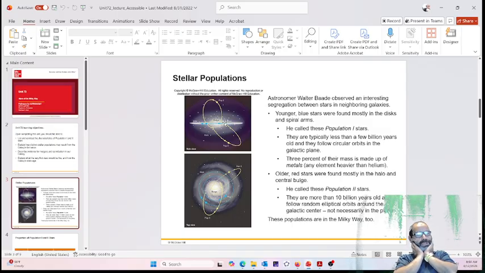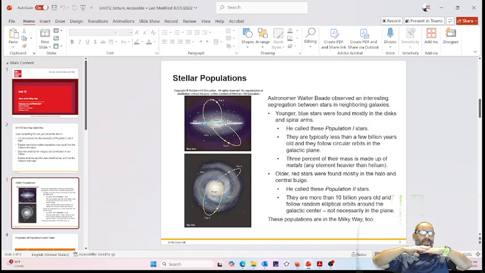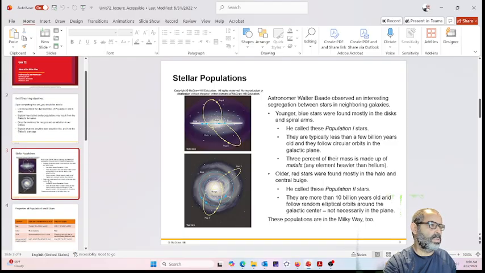Versus population 2 stars. Population 2 stars, their path is all over the place. They are not on the galactic plane, they are everywhere, number one. Number two, their paths are more elliptical. And number three, they are poor in terms of metallicity. They don't have heavier elements than helium, as does population 1 star. So that's basically the biggest distinction between the two.